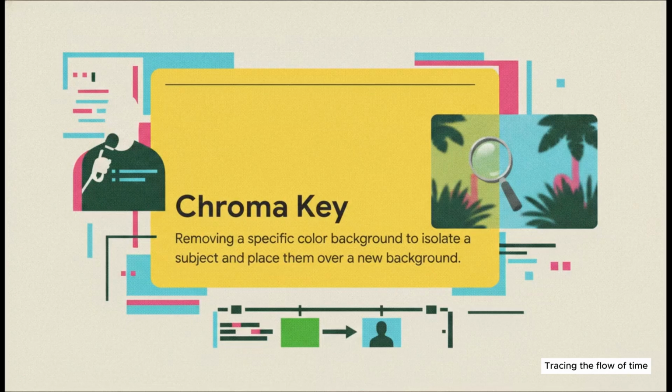Speaking of isolating the subject, we absolutely have to talk about chroma key. If you've ever seen a streamer just kind of floating in the corner of a gameplay video, they are using chroma key. It allows you to select a specific color, usually a bright green screen, and instantly make it transparent. That way you can place yourself over literally any background you can imagine. It is an absolute staple technique for content creators.